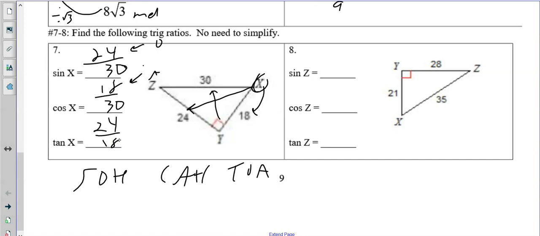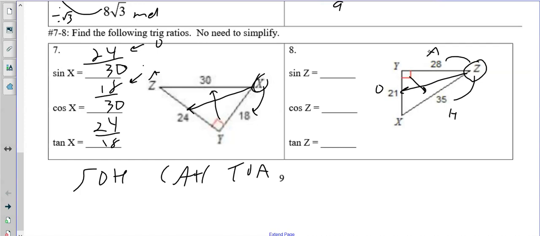Okay, doing the same thing here, but with z. So again, here's our perspective. From z, here we have opposite. This is the hypotenuse because it's opposite the right angle. And this right here, right next to it, is the adjacent. Kind of good to label those ahead of time.